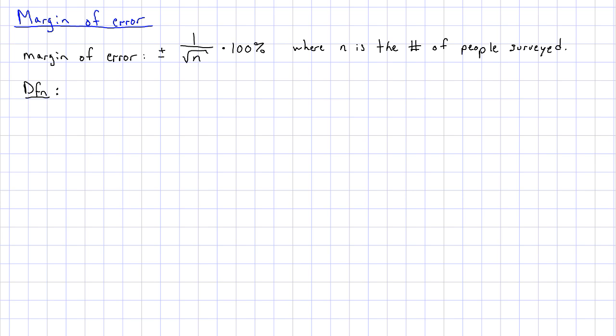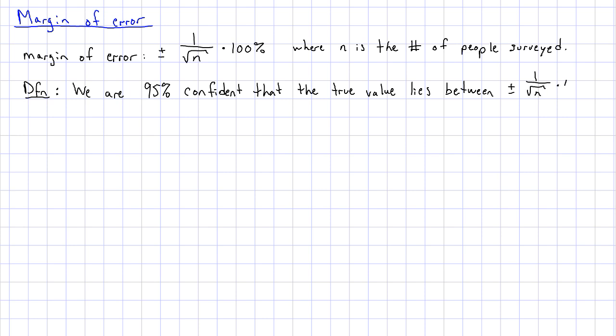So what I do is there's this definition. We are 95% confident that the true value lies between plus or minus 1 over the square root of n times 100% of the sample value.